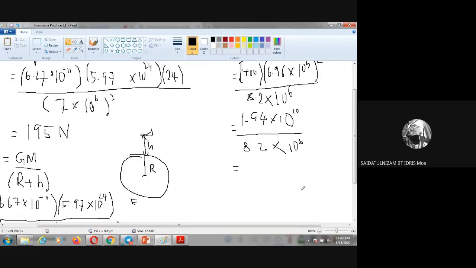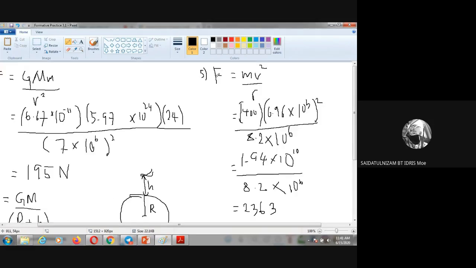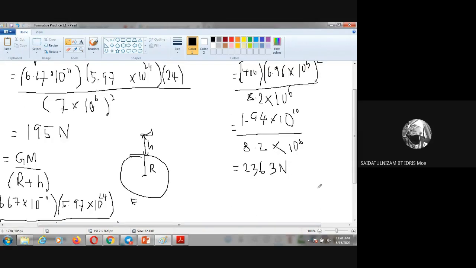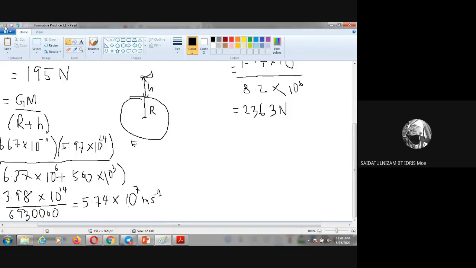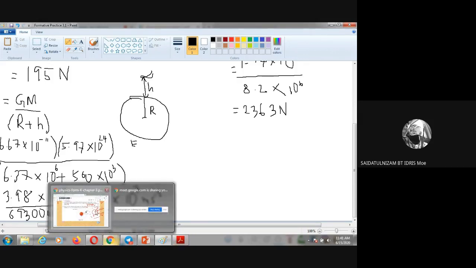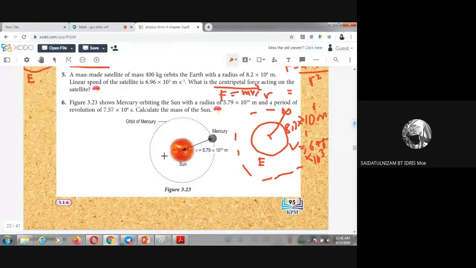Okay, divide dengan bracket 8.2 times dengan 10 power of 6. Close bracket. So you akan dapat 2, 3, 6, 3. Okay, 0.00 lah. Okay, so force unit dia Newton. Okay, number 4, number 5 dah.